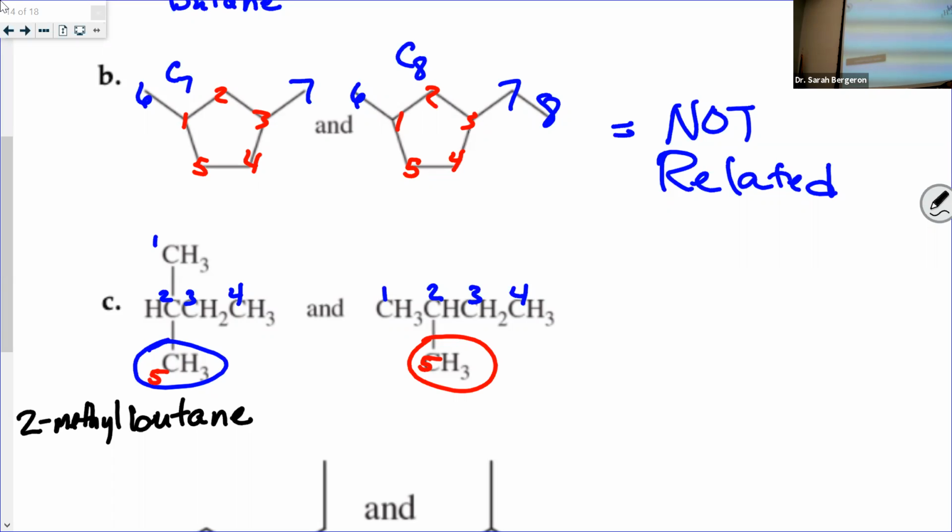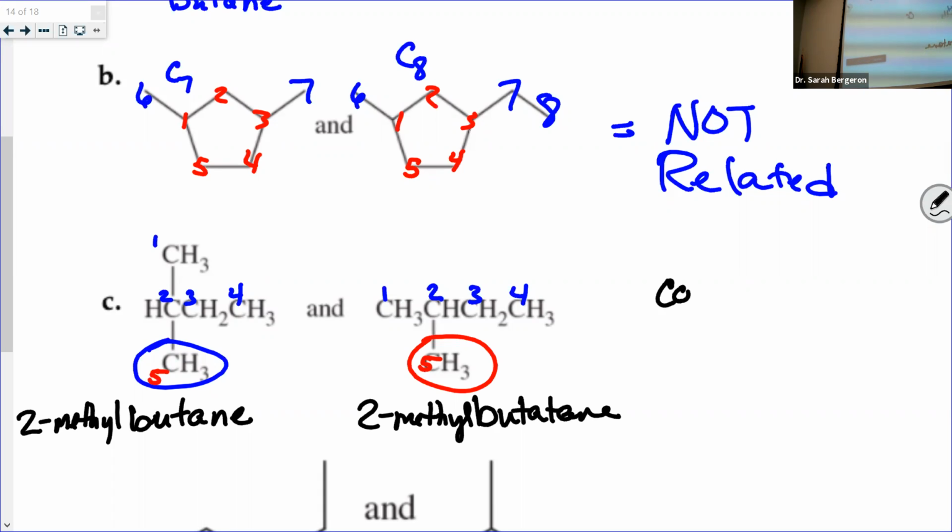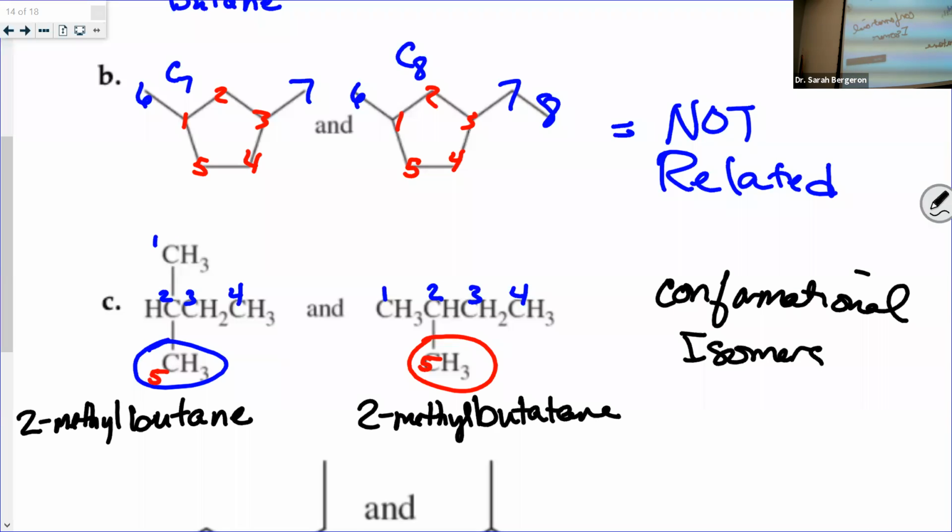Okay, the next one. I have 4 carbons in a straight chain. Do I have any double bonds? Nope. So what do we call this one? Same thing, butane. What carbon is my methyl group attached to? 2. So what kind of isomers are these? These are conformational isomers.